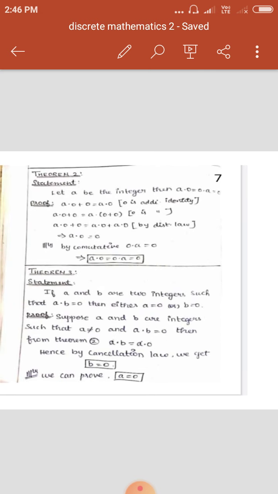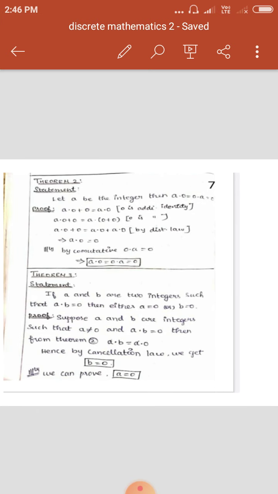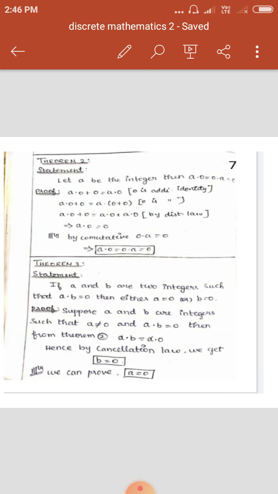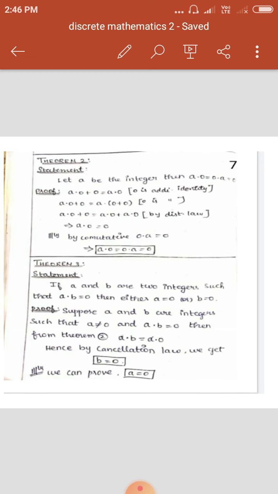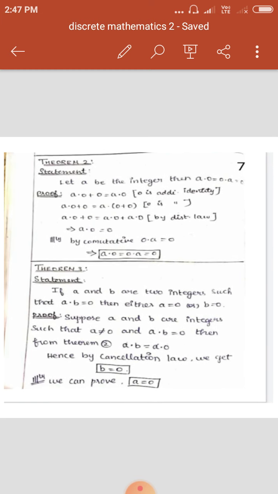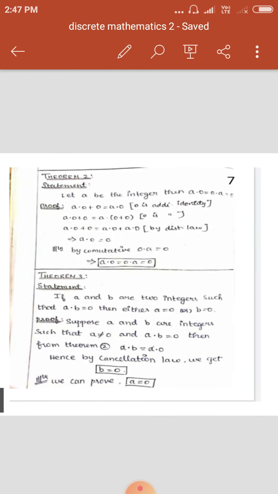See the next theorem. If a and b are two integers such that a dot b is equal to 0, then either a is equal to 0 or b is equal to 0. What is given? a and b are two integers. What condition is given? a dot b is equal to 0. We have to prove that either a is 0 or b is 0. Right. Suppose a and b are integers such that a is not equal to 0 and a dot b is equal to 0.